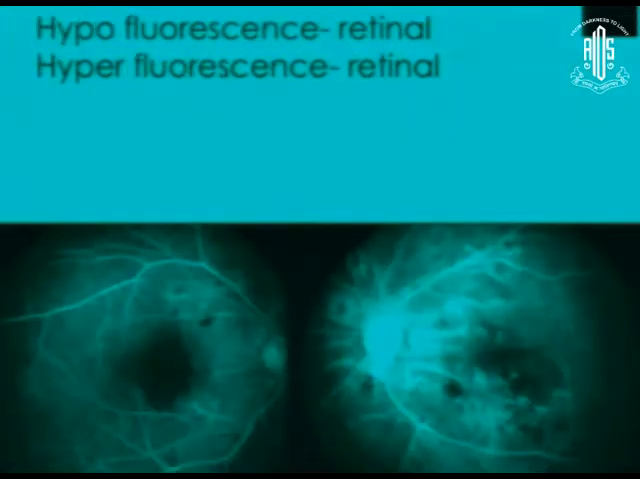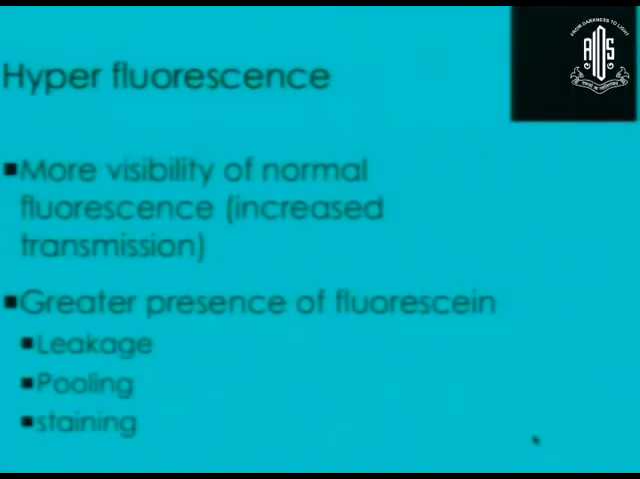Again, this is a case of hypofluorescence, wherein you find that there are patches of blocked fluorescence due to hemorrhages, as well as an enlarged foveal avascular zone due to a case of branch vein occlusion, or due to diabetic maculopathy. Let's talk about hyperfluorescence. That is, there is more fluorescence than what you expect.